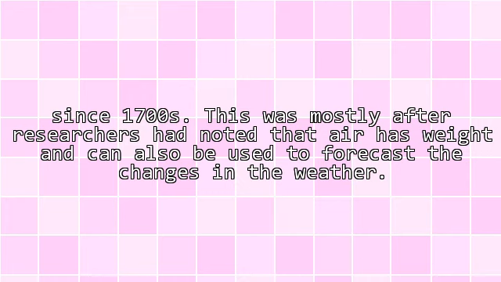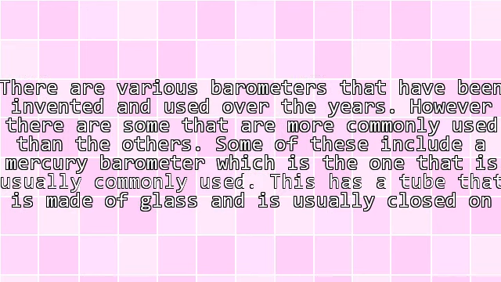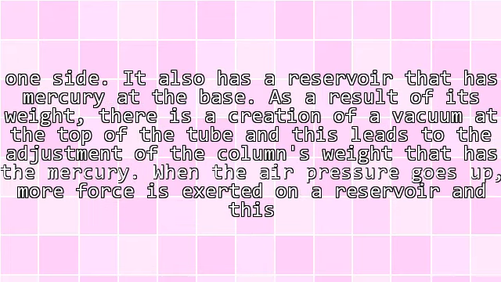This was mostly after researchers had noted that air has weight and can also be used to forecast the changes in the weather. There are various barometers that have been invented and used over the years. However, there are some that are more commonly used than the others. Some of these include a mercury barometer, which is the one that is usually commonly used. This has a tube that is made of glass and is usually closed on one side. It also has a reservoir that has mercury at the base.